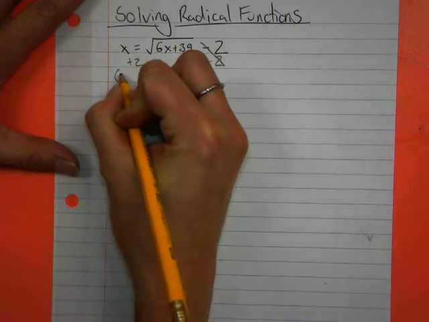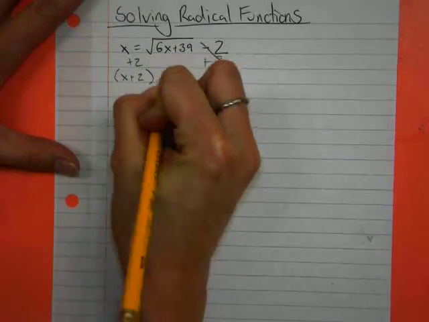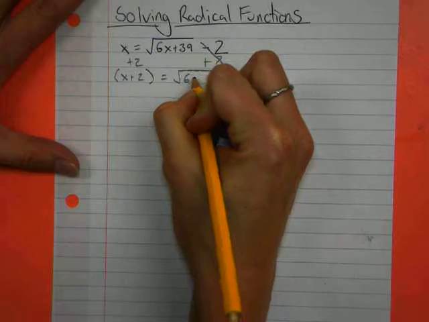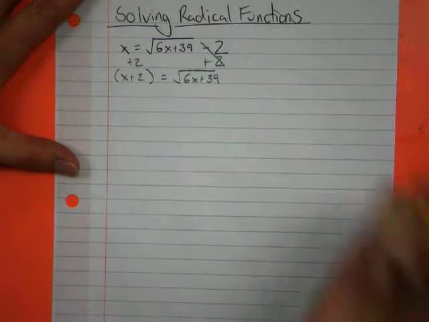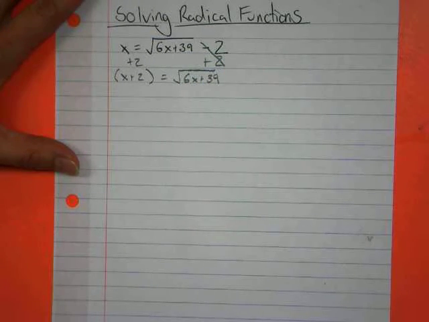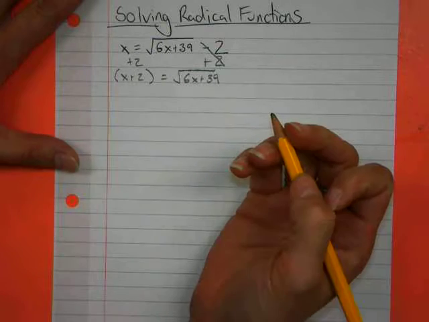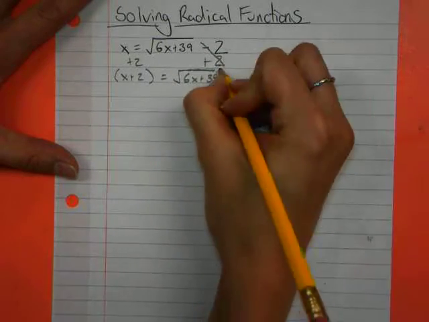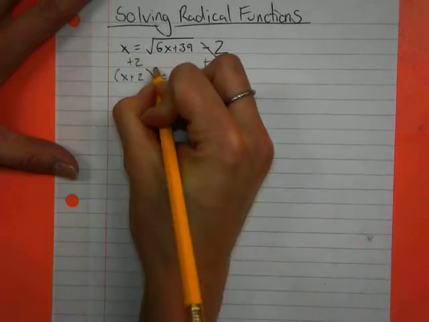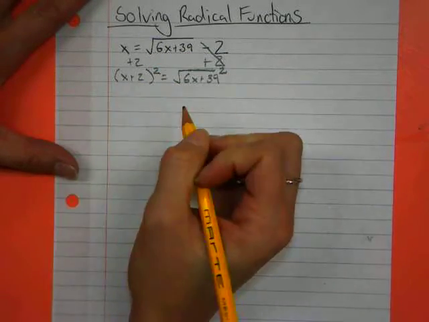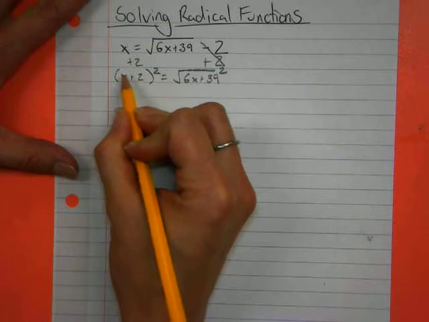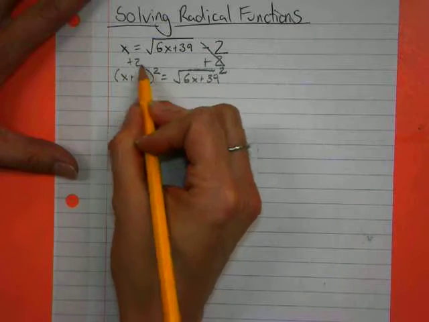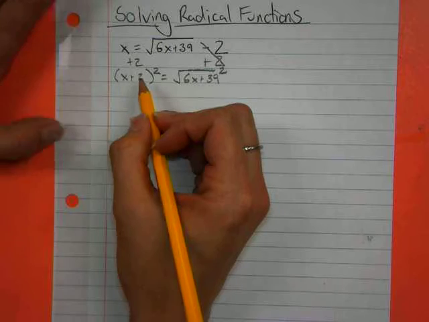On the left we'll have x plus 2, and on the right we have the square root of 6x plus 39. Once we've isolated the radical, the next step is to raise both sides to the power that will match the index of our radical, and we'll cancel our radical. Since this is a square root, our index is a 2, so we're going to square both sides. I already put parentheses around this side because I want to square the entire side, not just x and not just 2. I want to square the entire expression, x plus 2.